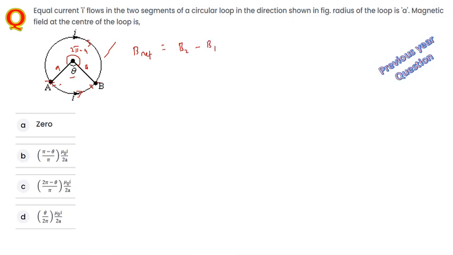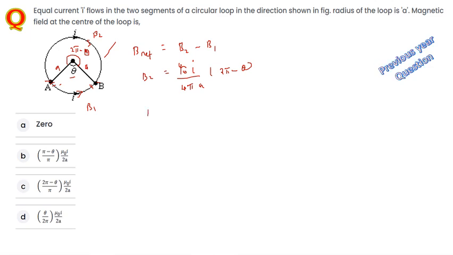First let us find what B2 is. B2 is the magnetic field produced by the segment when the current flows in the clockwise direction, and B1 is when the current flows in the anti-clockwise direction, for the segment A to B. So B2 is equal to mu naught I divided by 4 pi A, and the angle here is 2 pi minus theta. The angle here is theta, and this one is 2 pi minus theta.